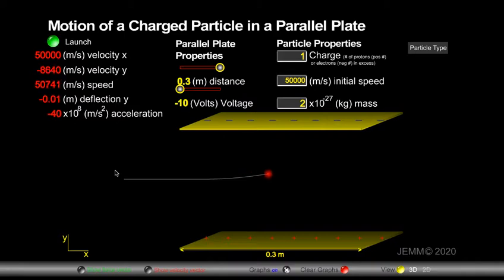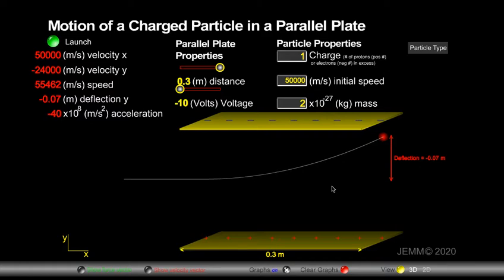Notice that the particle is deflected towards the negative plate. That must mean it has a positive charge, as it's attracted to the negative plate and repelled by the positive plate here. So today we're going to try to investigate the factors that influence the motion of that particle.